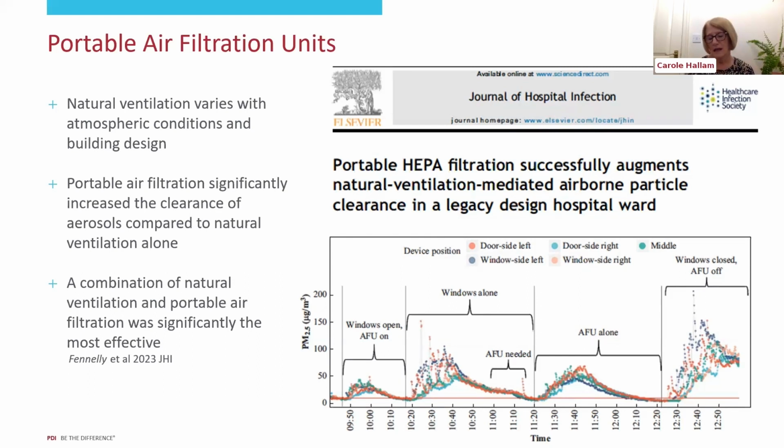So if you look at the nice chart on the right-hand side, you can actually see the first bit is where the windows are open, air filtration units on. You can see that those aerosols are really low. When that's turned off, but the windows are still open, there's a rise. And then when the air filtration unit is on alone, so the windows are closed, air filtration on, it's slightly better than the windows alone. In fact, much better than the windows alone. But obviously, when the windows were closed and the air filtration was turned off, you can see that sudden rise in the aerosol levels.